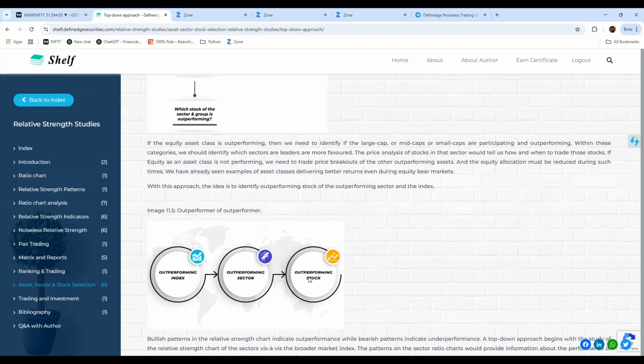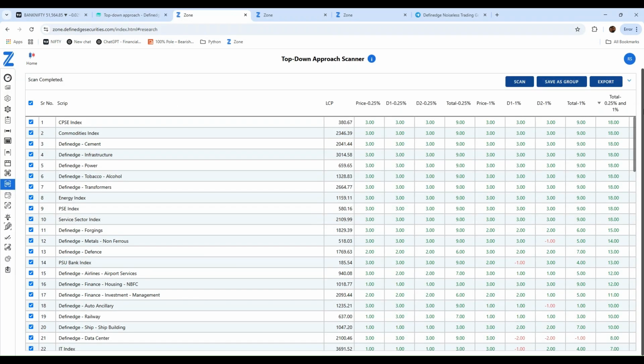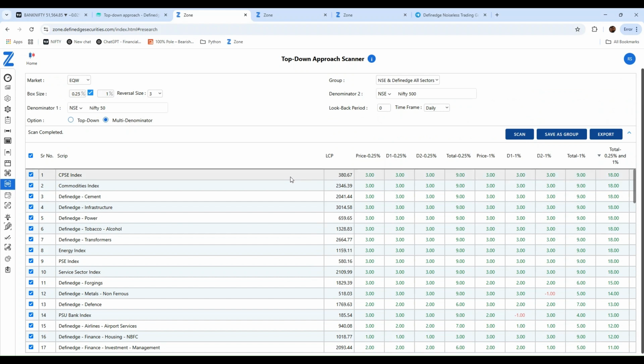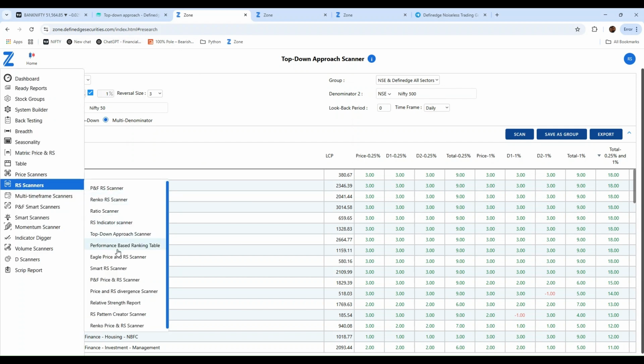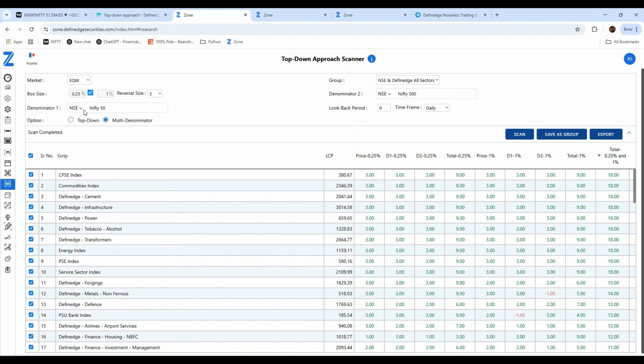Right. Now, this is something that I've already done because it does consume a lot of time. I'm going to show you how to do it, but I'm not going to sit and do this. Right. You come to RS scanners, and then you come to top down approach scanner. This thing opens up, and then here I've chosen EQW, which is equal weighted indexes, that is there. And then here I've chosen NSE and Define Edge all sectors.